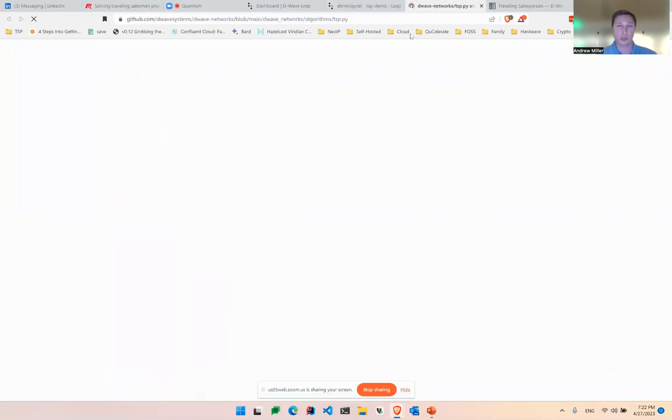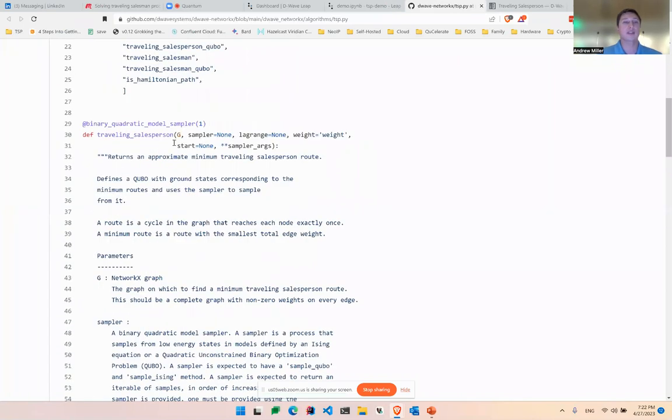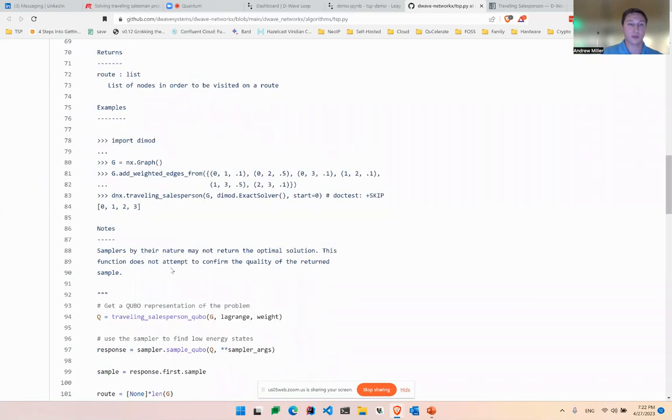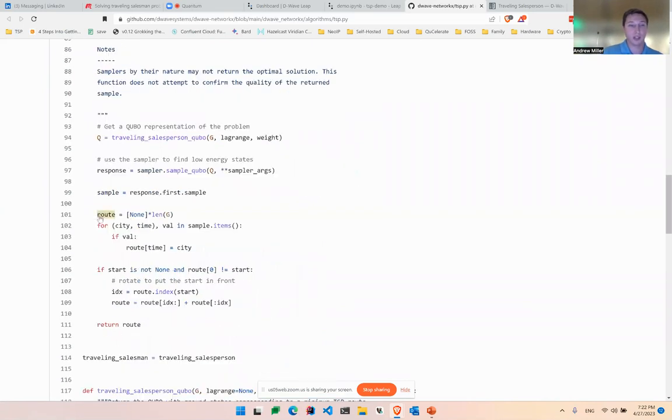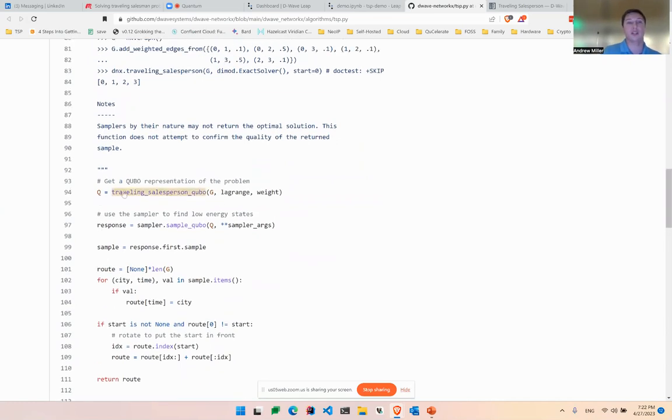So the source code can be obtained on GitHub, and you can see the traveling salesperson function in its source code, and it's actually doing what I'm going to go through in a moment. The first thing it does is call this traveling salesperson QUBO. Basically, it takes your graph and converts it to QUBO. And then it calls the sample QUBO, which is basically a way to say, go send this problem to the real quantum machine and get me the response.